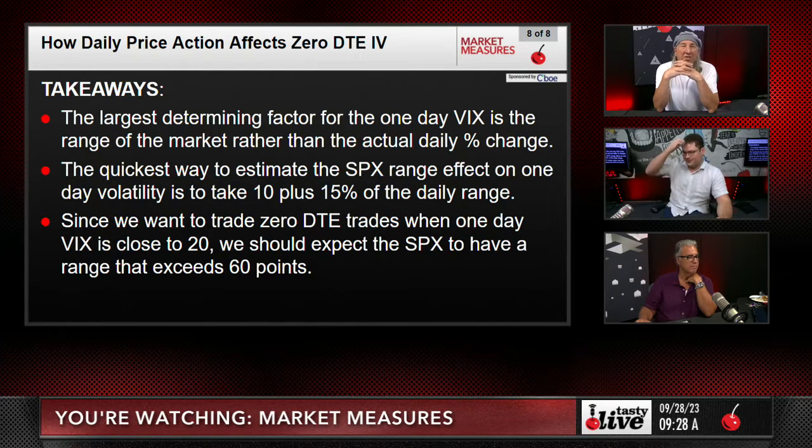So if a range is 60 points, you're taking 15% of that. It's about 9. Adding 10, 19. And that's exactly what we saw back in April, May, and June. Pretty good.